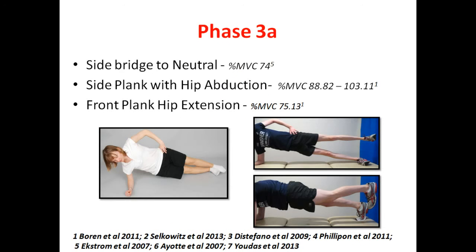The final phase, in the mat based exercises, we have 3: side bridge to neutral, side plank with hip abduction, and front plank with hip extension. All of them need a good control of the core, and the key thing is to ensure that the spine is in neutral and there is no excessive lordosis.